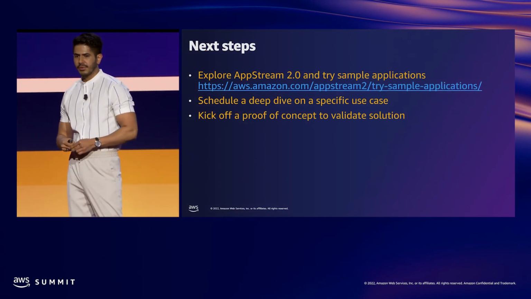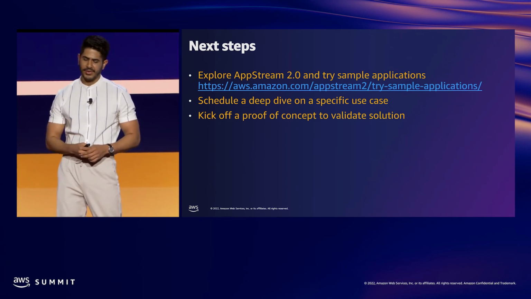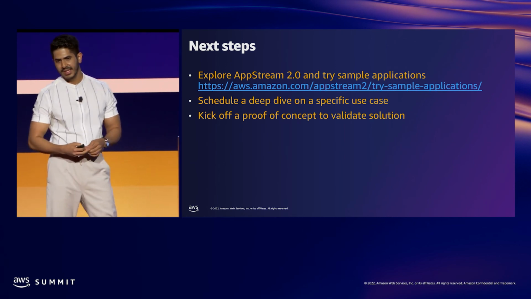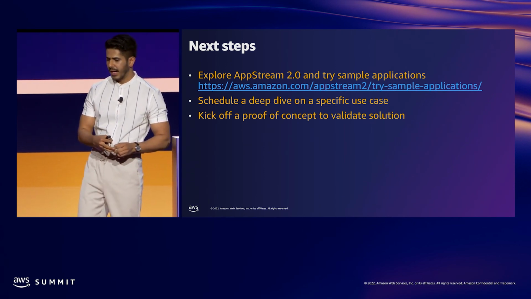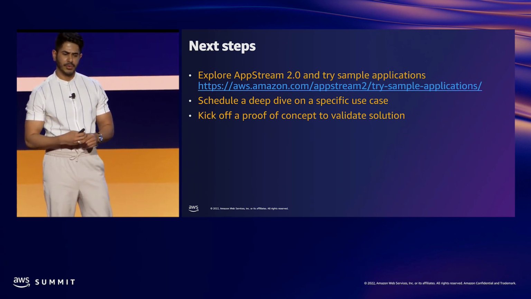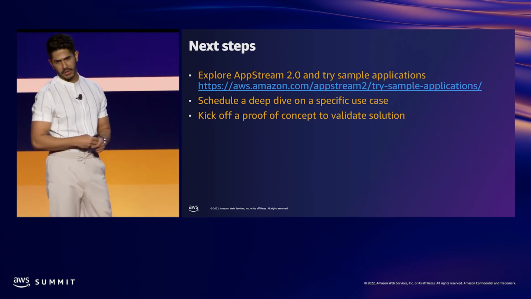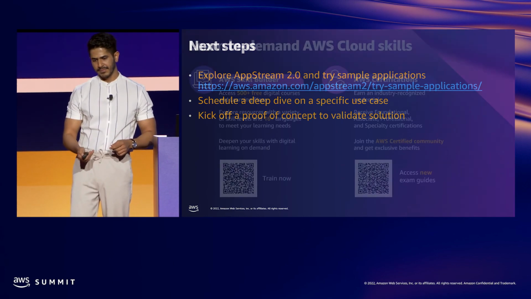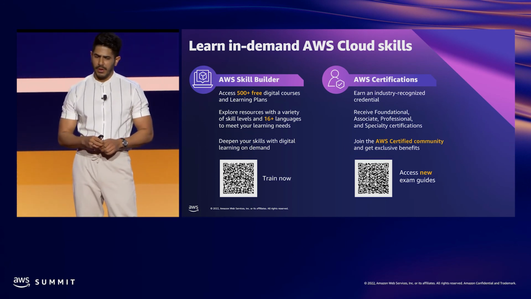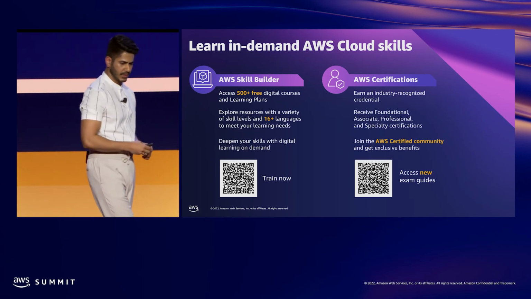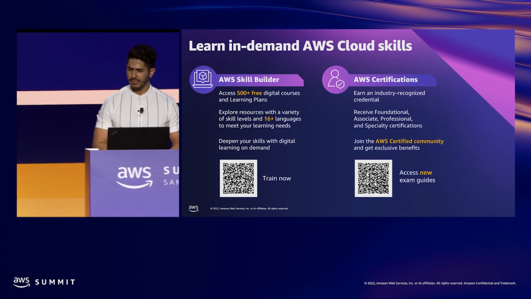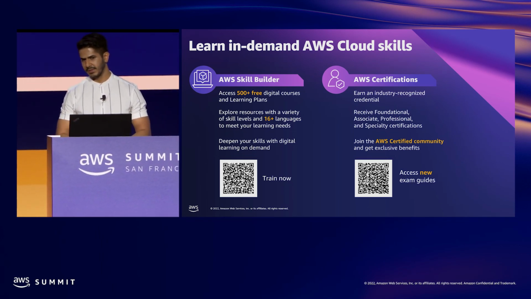For next steps, of course, you can go onto the AppStream 2.0 public website, and you can try sample applications using the AWS console. Alternatively, you can also schedule a deep dive with us for a specific use case, and we can help you kick off a proof of concept. There are additional training resources available online. If you want to scan those QR codes to access the variety of different free courses and certifications that we have available, you can choose to do so.